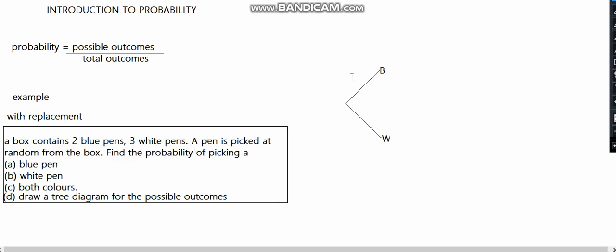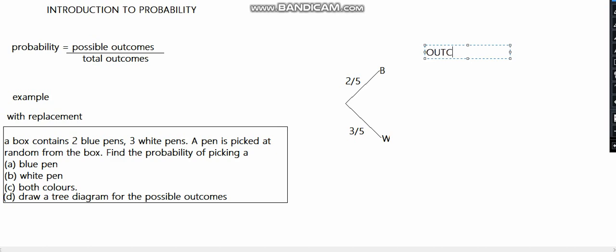So the probability of picking a blue pen, we found it was 2/5. That's of picking a blue pen. And that of a white was 3/5. That's a tree diagram. This is the only selection that we have. If we had 2 pens being picked, we could have drawn another branch to show that 2 pens were picked. Hence, possible outcomes.